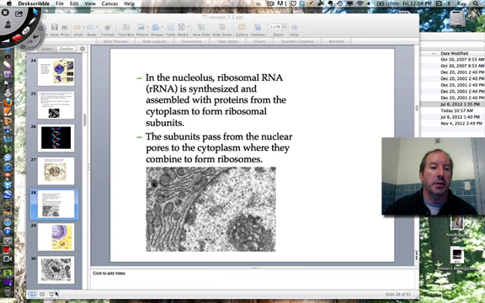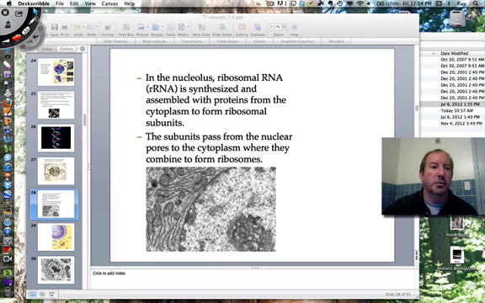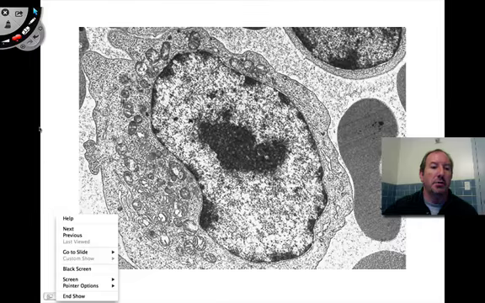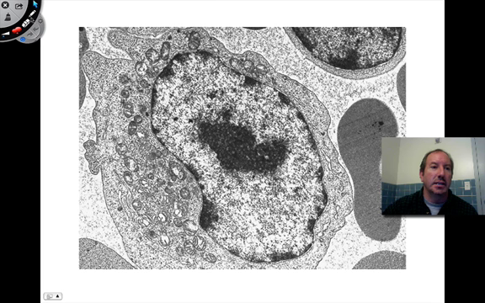Come back over to here. Okay. So inside here are where the ribosomes are put together. So there's millions of ribosomes being formed, and then all these little black dots out here are ribosomes. Okay, so that's what I wanted to say about that.